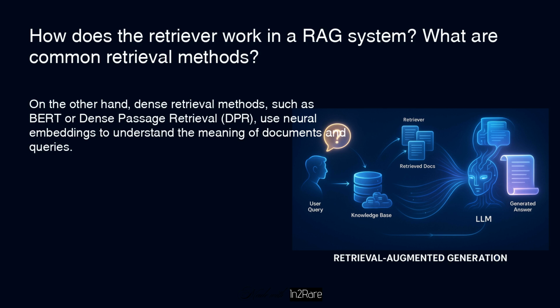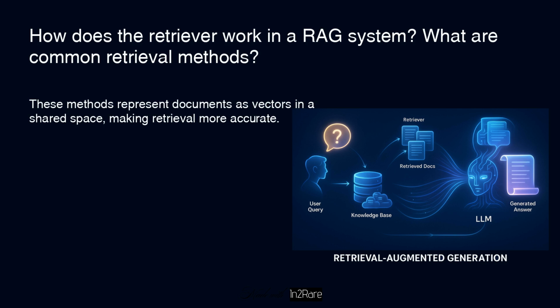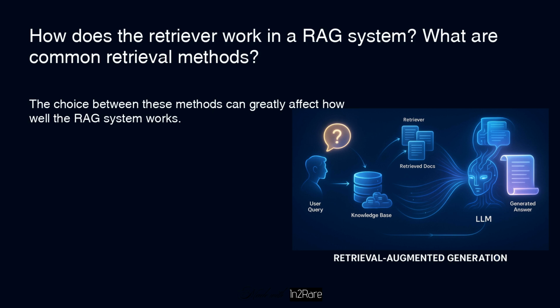On the other hand, dense retrieval methods such as BERT or dense passage retrieval (DPR) use neural embeddings to understand the meaning of documents and queries. These methods represent documents as vectors in a shared space, making retrieval more accurate. The choice between these methods can greatly affect how well the RAG system works.